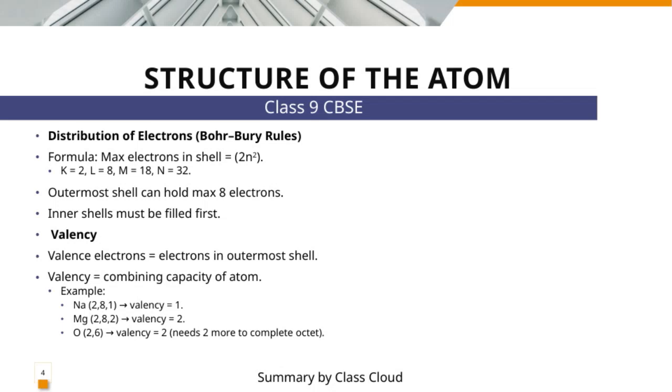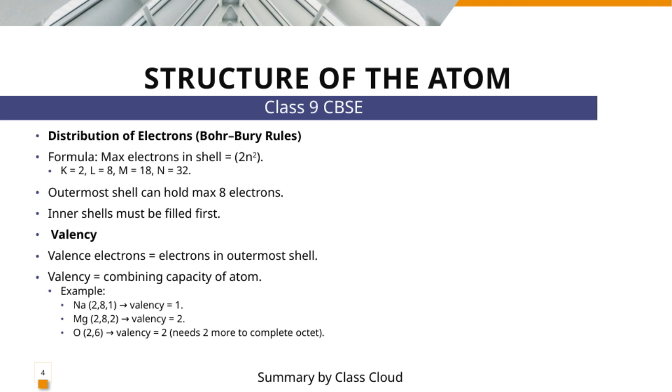Let's now look at the distribution of electrons in Class 9 CBSE according to the Bohr-Bury rules. The key formula here is that the maximum number of electrons in any shell is given by 2n squared, where n is the shell number. For example, the K shell, which is the first shell, can hold up to 2 electrons. The L shell, the second shell, can hold up to 8 electrons. The M shell, the third shell, can hold up to 18 electrons, and the N shell, the fourth shell, can hold up to 32 electrons.